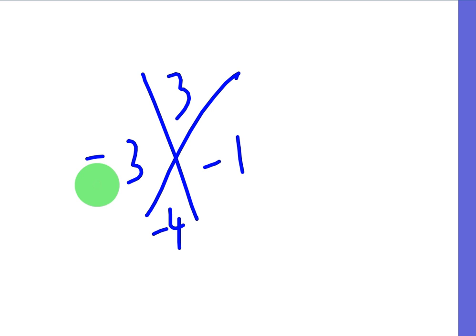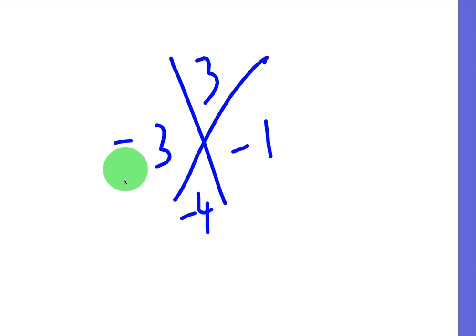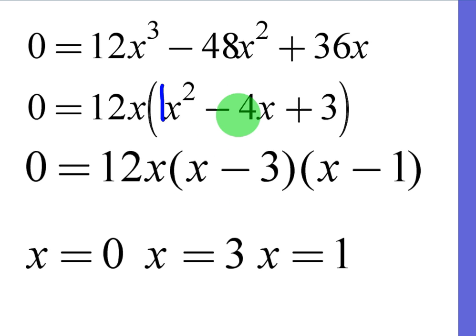And we can use the shortcut here because the leading coefficient is 1. So it's going to become x minus 3 and x minus 1 for our factorization. Okay? Now when we set each of these factors equal to 0 and solve, we're going to get x equals 0, x equals 3, and x equals 1. So we have 3 critical values.